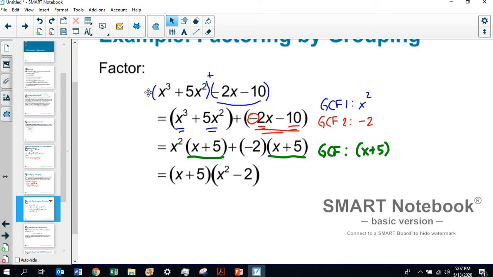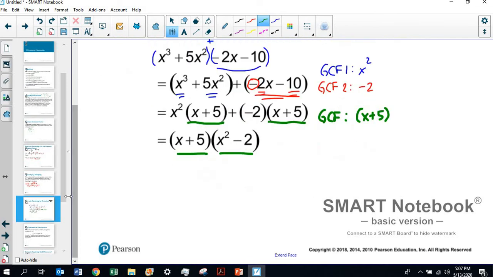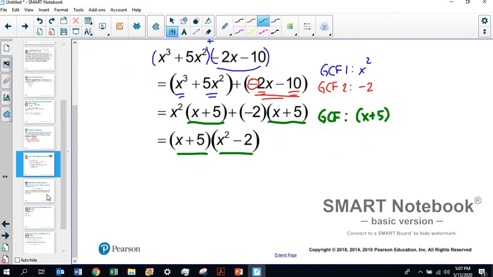So that's how you, step by step, break down this cubic 4-term polynomial, x cubed plus 5x squared minus 2x minus 10, into this perfectly factored x plus 5 and x squared minus 2. Okay? That's factoring by grouping. You're going to need to practice that as well, and we're going to use that method when we go to factor trinomials. We'll do that in a little bit in the next video.